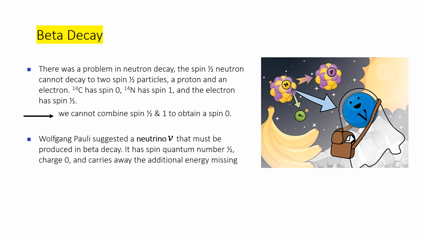And it was Wolfgang Pauli who suggested that a neutrino, nu, must also be produced in the beta decay. The neutrino, with a symbol of nu, has spin quantum number 1/2, charge 0, and carries away the additional energy that was missing.